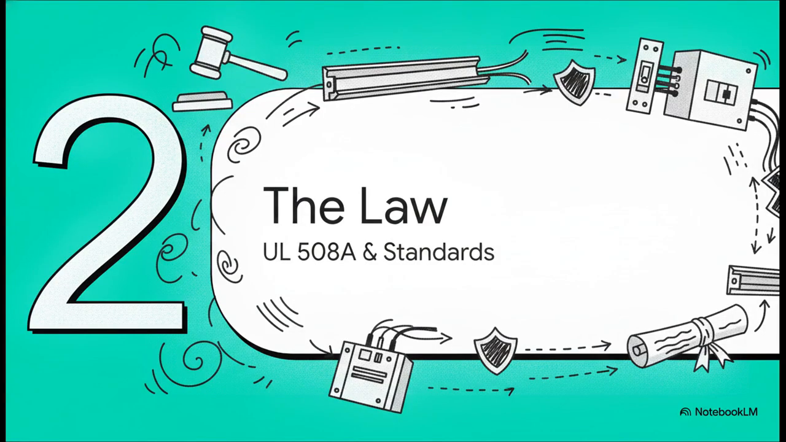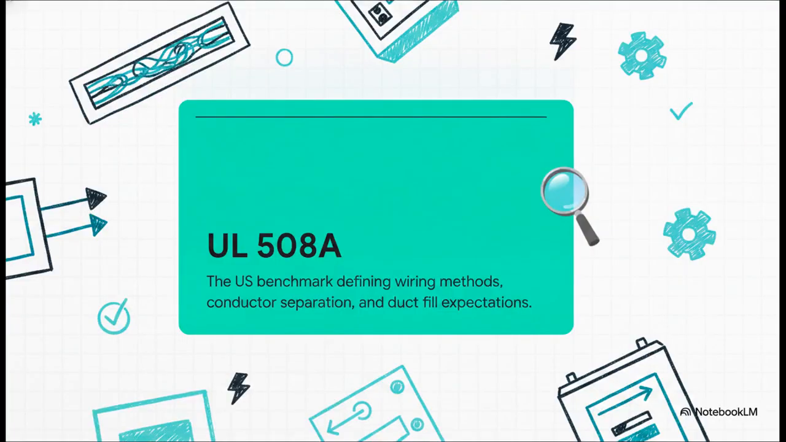Section 2. The law. UL 508A and standards. Because cable management is so absolutely crucial to safety and uptime, regulators basically refuse to leave wire duct selection to chance. Enter UL 508A. So, the crucial point here is that this is the United States benchmark for industrial control panels. It actively defines the exact wiring methods, how conductors must be separated, and the strict expectations for duct fill.